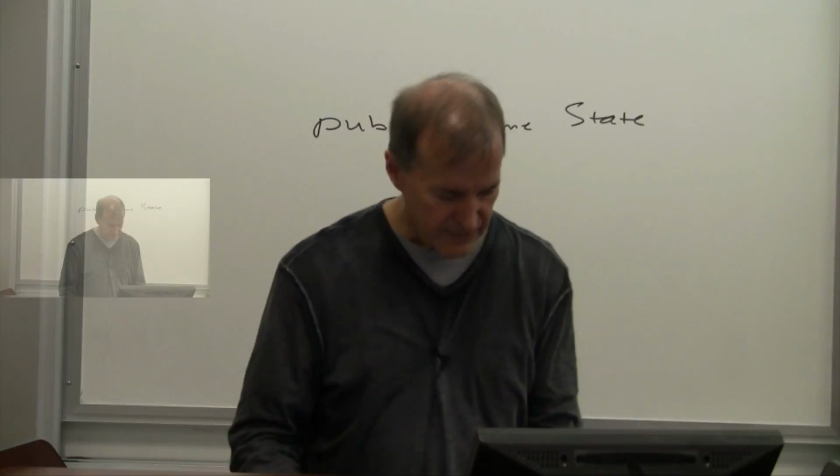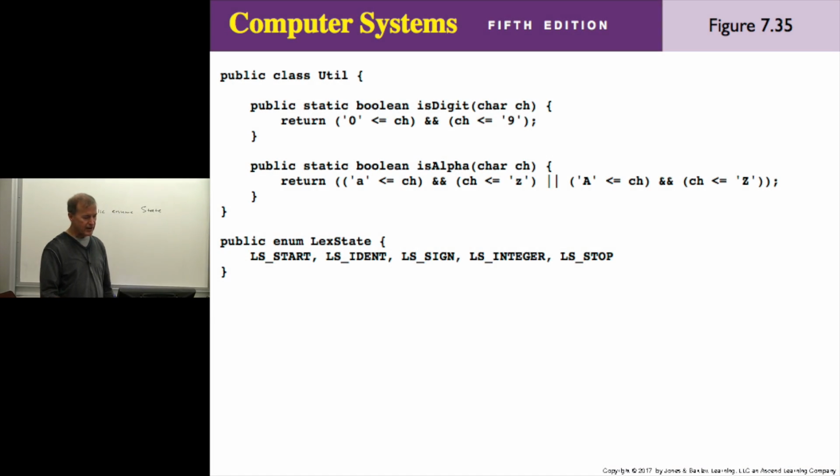Here in figure 7.35, you see where it says public enum LexState: LS_START, LS_IDENT, LS_SIGN, LS_INTEGER, LS_STOP. That code is all in a separate file by itself, and that's how you set up the states for the finite state machine. Are you with me? Would it be called LexState? Yes, the name of the file would be LexState because that's the name of the class.